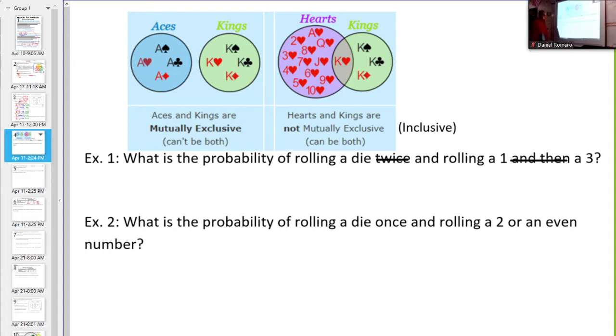Alright, let's ignore this first one here, because it was confusing today, and jump to the second one. Notice how they're starting to show you that word probability is the card, deck of playing cards that you draw. What is the probability of rolling a die once and rolling a 2 or an even number? Okay, so here's or probability, so we know we're gonna add. Let's look at the first event. What's the probability of rolling a 2 on a die?